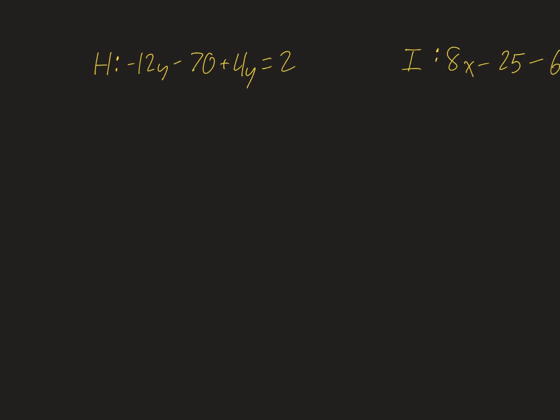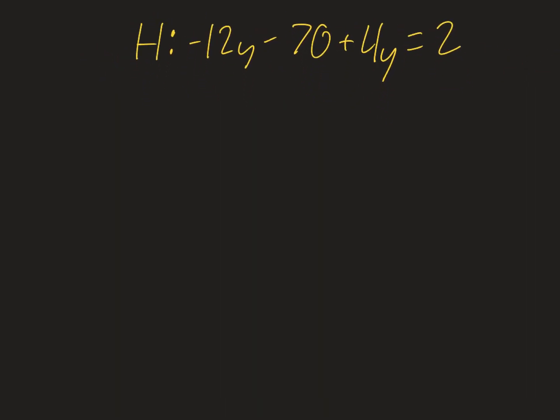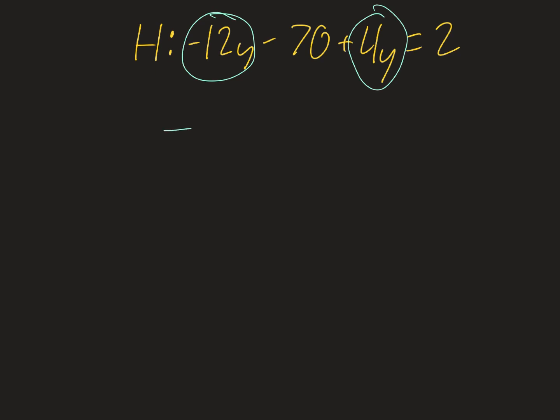Next, let's look at examples of equations where we might use combining like terms. On the left side, we have the variable y in multiple places. So we're going to say negative 12y plus 4y is negative 8y. Negative 70 is the only constant, so we will subtract 70 from that. On the other side, 2 is the only term, so we're going to leave it alone.